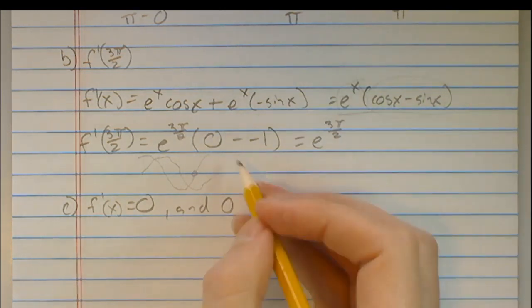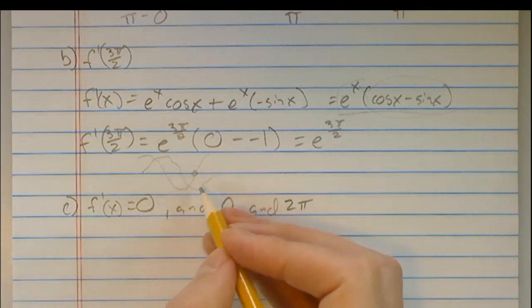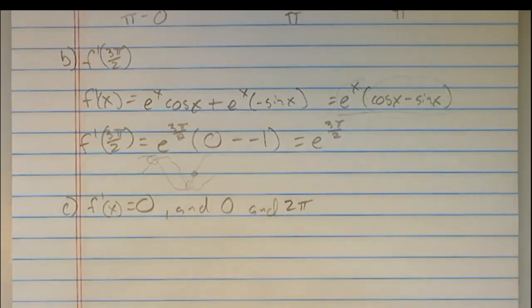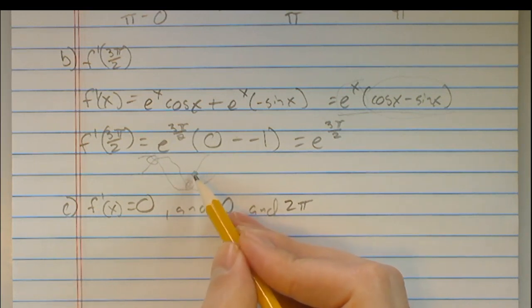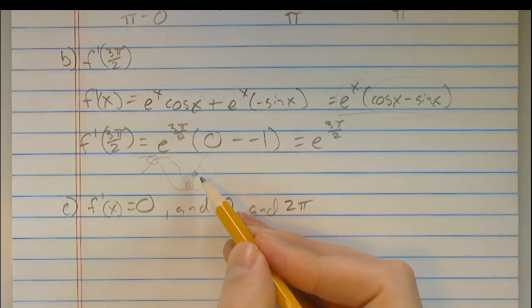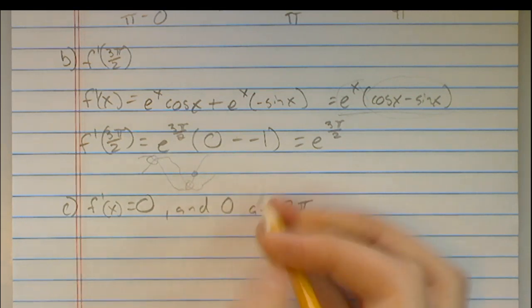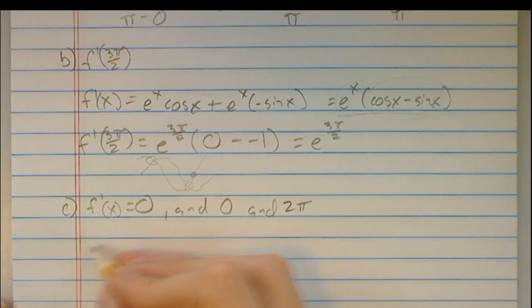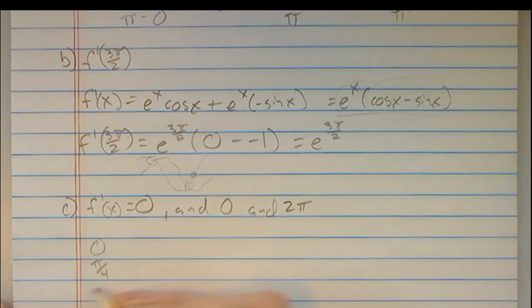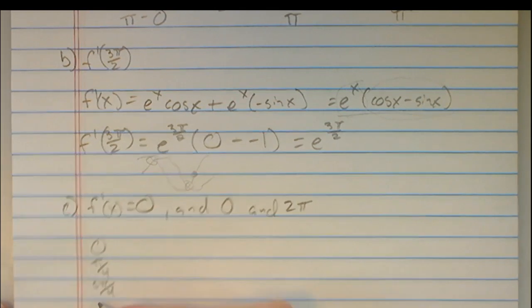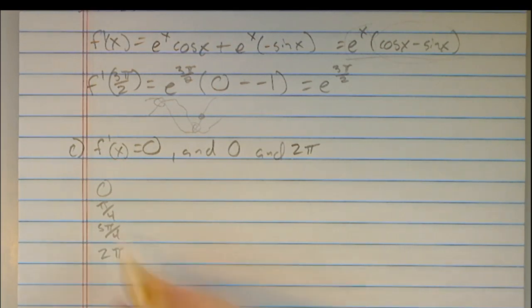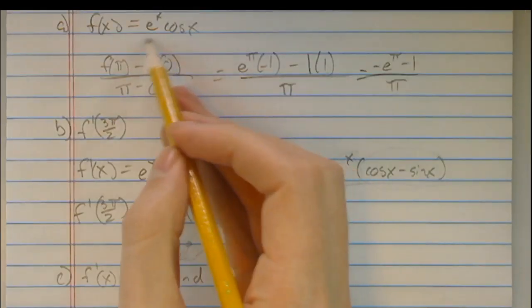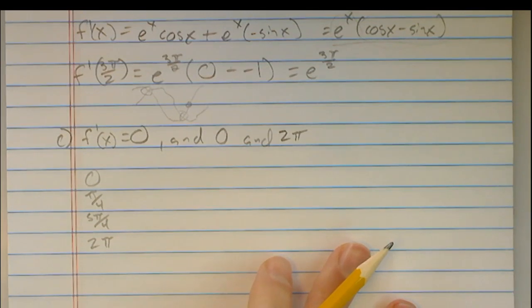Where does that happen? So this is actually quite handy. Those are the spots where it happens. This one is pi over 4, and that's going to be 3 pi over 2 minus pi over 4, which is 5 pi over 4. Okay, so we've got 0, pi over 4, 5 pi over 4, and 2 pi. Then we have to plug these into our original function to see which one is the smallest, because we're looking for the absolute minimum.